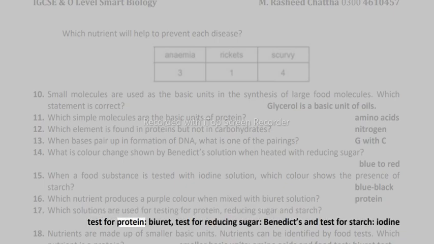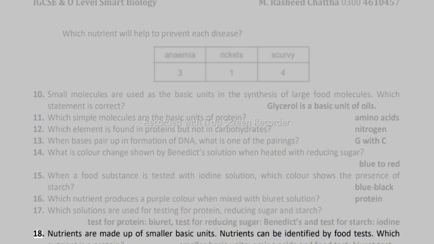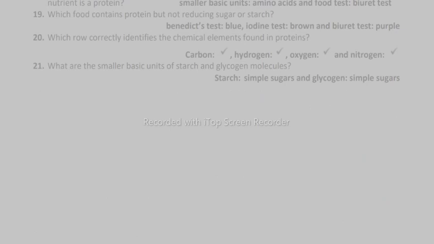17. Which solutions are used for testing for protein, reducing sugar, and starch? Test for protein, biuret; test for reducing sugar, Benedict's; and test for starch, iodine. 18. Nutrients are made up of smaller basic units. Nutrients can be identified by food tests. Which nutrient is a protein? Smaller basic units, amino acids, and food test, biuret test.